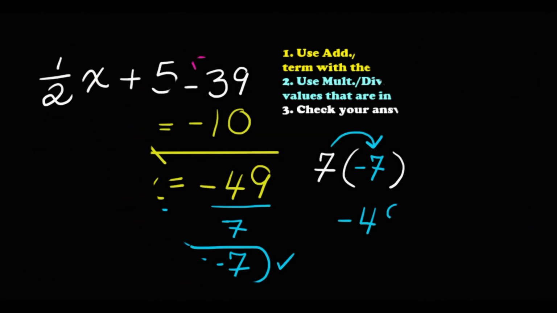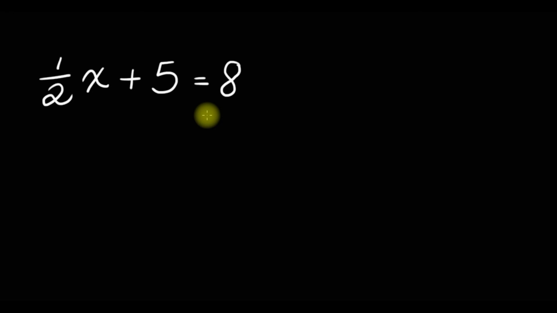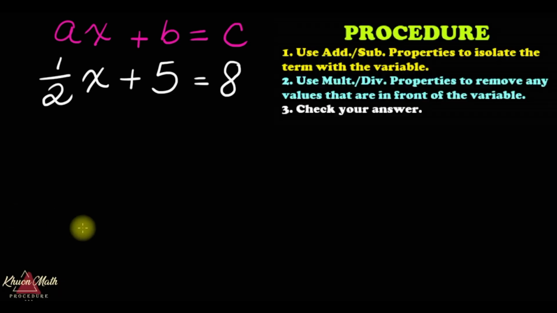Let's take a look at another example. So we're solving equations that are in the form of ax plus b is c. So let's take a look at this one. Is this in the form of ax plus b equals c? Well, you have ax, so the 1/2 is your a, plus b, so the 5 is your b, and then the 8 is your c. So yes, we have it. So we're going to solve this using the procedure we have for solving it.